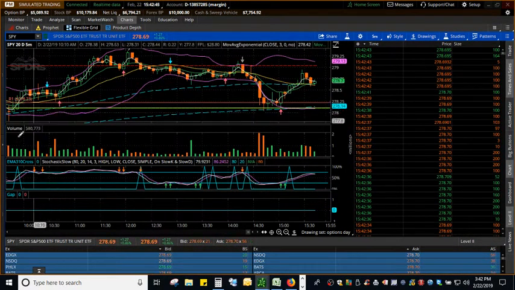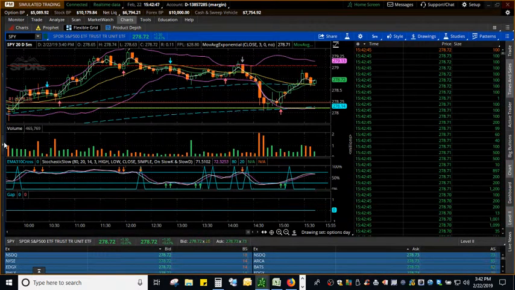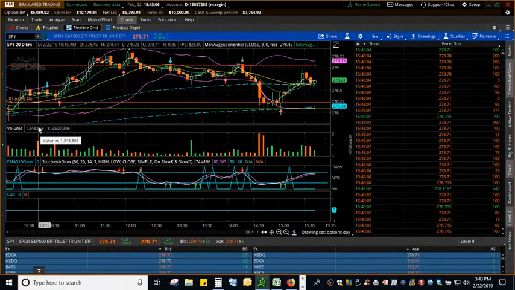This here is my ThinkorSwim paper trade account. I use ThinkorSwim. I have used E-Trade. I've also used Charles Schwab. For options, I like TD Ameritrade's ThinkorSwim the best out of the three. Nothing wrong with the other ones. I just really like the charting and the customization that you can do with ThinkorSwim.